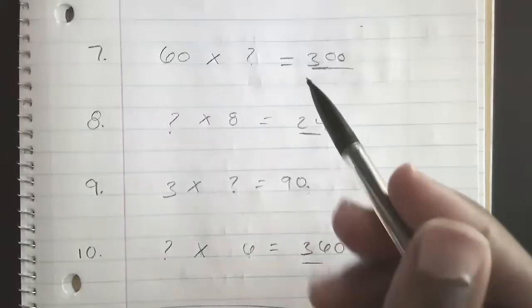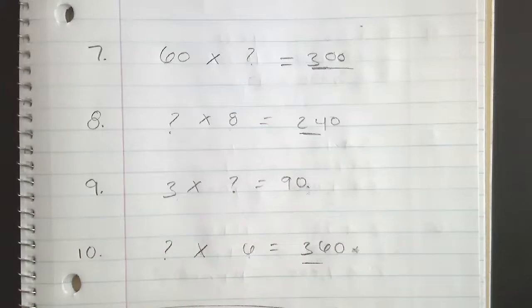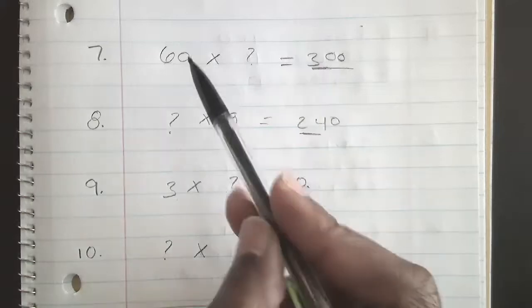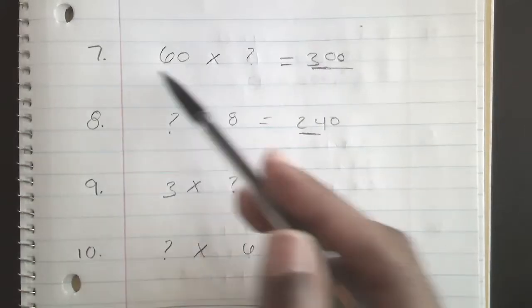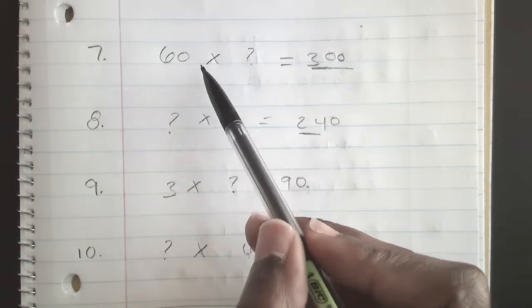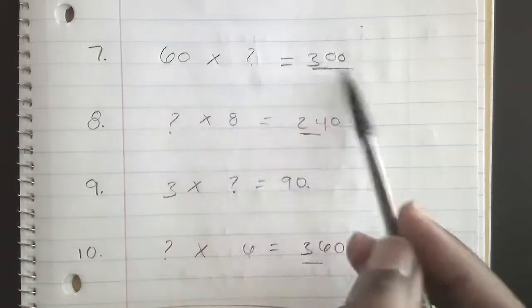All right, so I just wanted to go back on solving for that unknown when still solving for multiples of 10, 100, and 1,000. So taking a look, I have 4 examples here. I'm going to start with number 7, continuing from yesterday. So 60 times what equals 300?